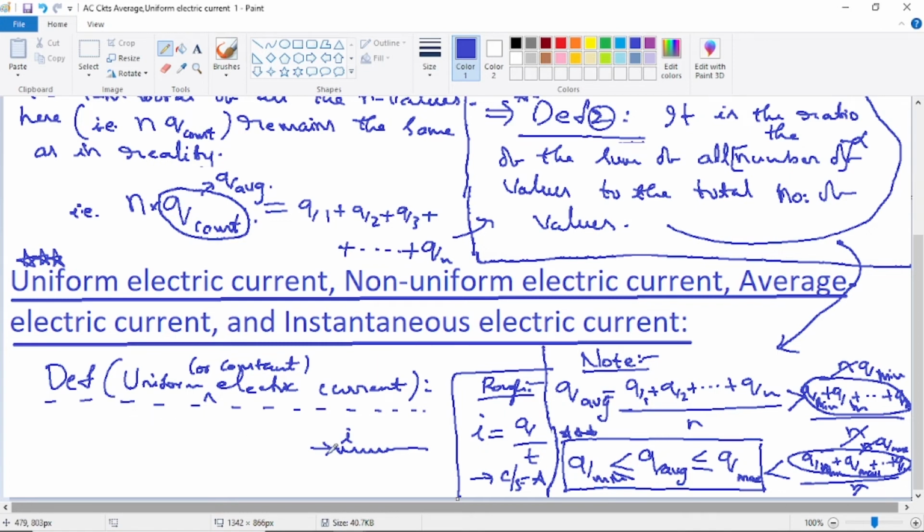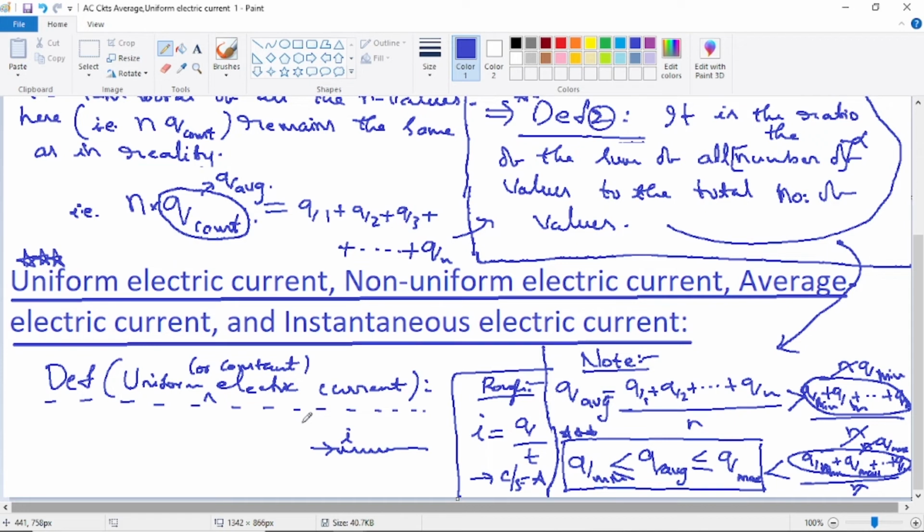Any current in which equal amounts of charges flow in equal time intervals, that itself is called a uniform electric current. So this is the basic meaning of uniform electric current. Even more exactly, it has been defined.